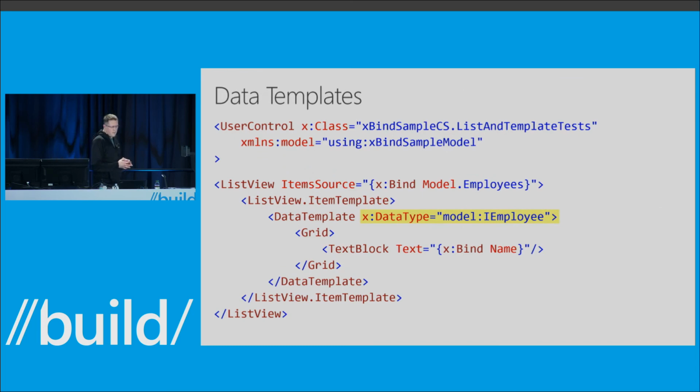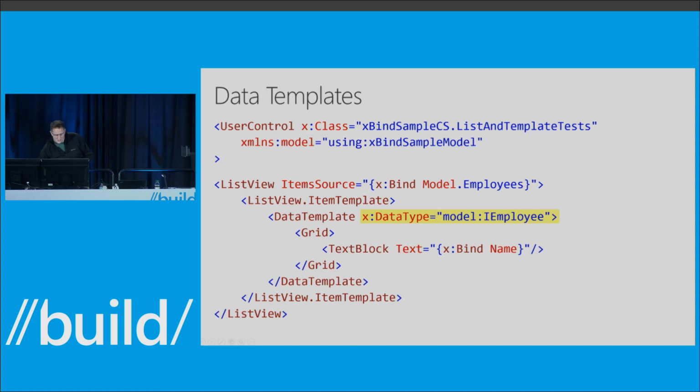Another place where it's really common to do data binding is inside a data template. With pages and user controls, we can use the type of the page or user control as the basis for our bindings. For a data template, we need to know what type of item this data template is going to be used with. And so what we've done is we've added a new attribute, x:DataType, on the root of the data template. You then specify that data type using the standard XML namespace to code namespace mapping.